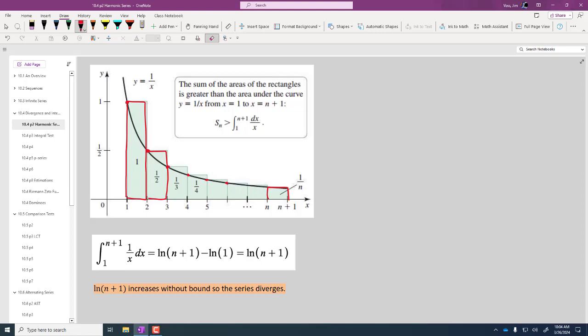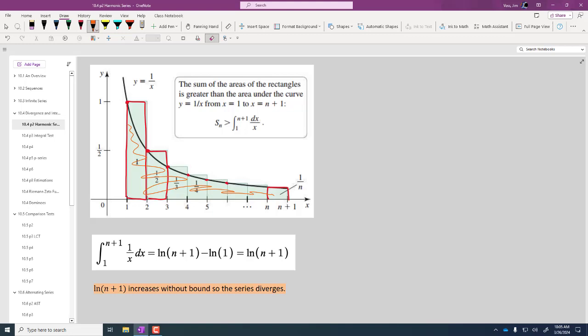Okay, and do you see that for S sub n, we have overhang here, right? There's more green than there is under the curve. The integral of the curve is the area beneath it. And if we were to integrate from 1 to n plus 1, we get the area under the black curve, right? That area right there is less than S sub n.